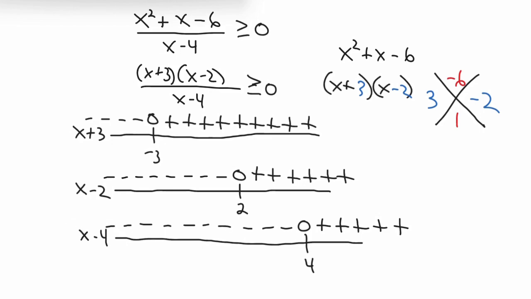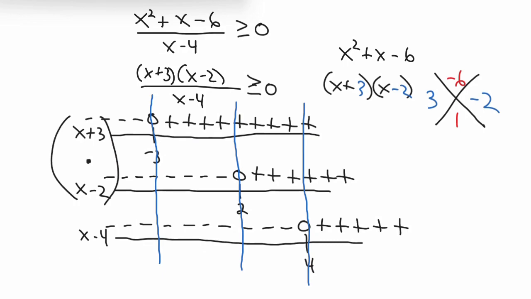Then next we're going to draw vertical lines through the zeros. So we got some different sections here. Also, the x plus 3 is multiplied by x minus 2. So these guys are multiplied together. And then we're dividing that result by the denominator. So you're going to divide that result by the x minus 4.